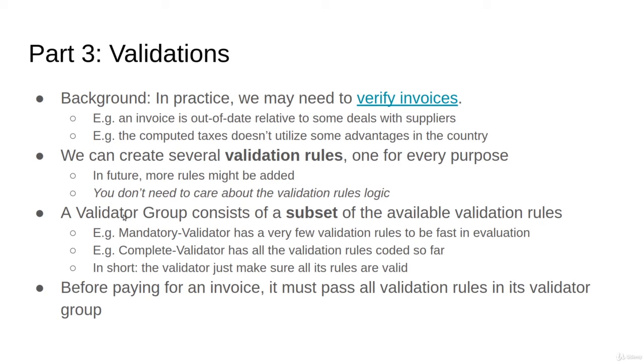And there is what I call a validator group. A validator group consists of a specific subset of the validation rules. Let's say you have implemented 15 different validation rules. Maybe the mandatory validator group has only 3 of them. Maybe the complete validator group has all of the 15 validation rules, and so on. In short, the validator just makes sure all of its rules are valid. So you iterate over all of your rules and ask each rule, is it valid or not? Finally, before we pay an invoice, we need to make sure it passes all the validation rules in the assigned validator group. Find your way to represent that in the system.